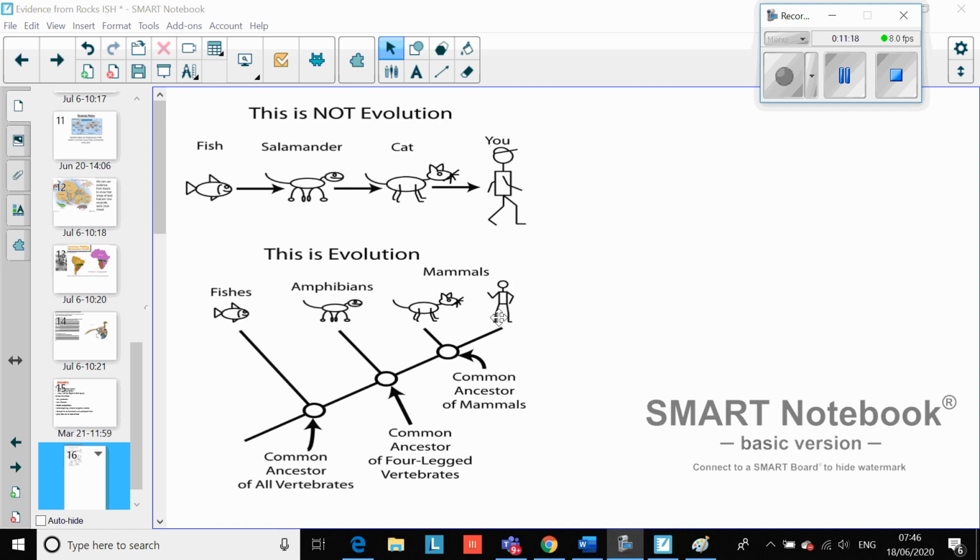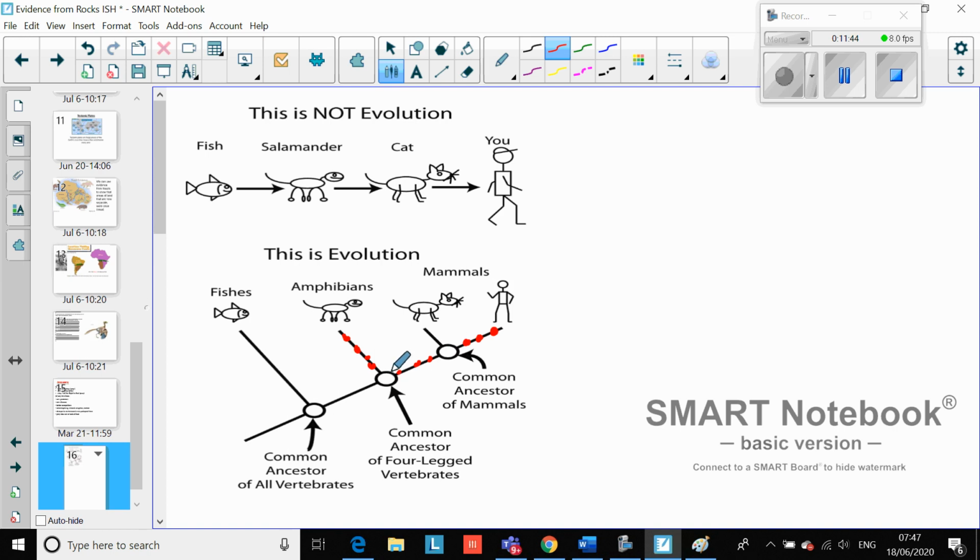Now, the fossil evidence shows us how this happened, because as we go back in time through the rocks, we find fossils which show this change and show how one species evolved from another. So we found quite a lot of these common ancestors in the fossils.